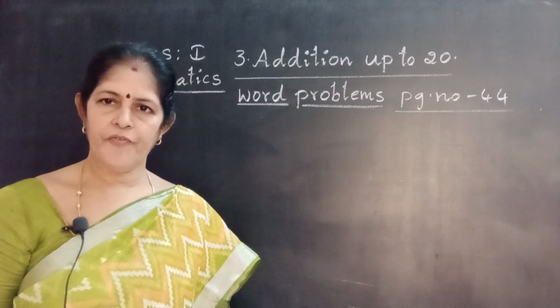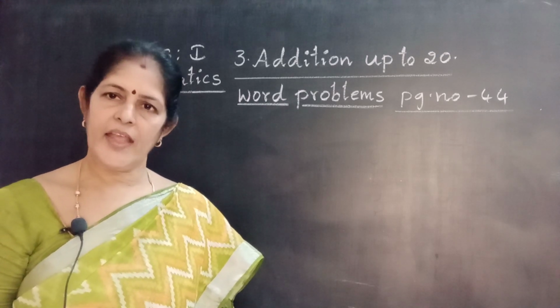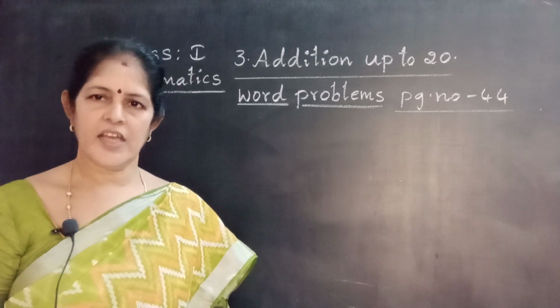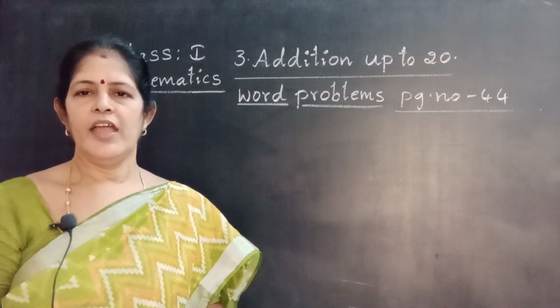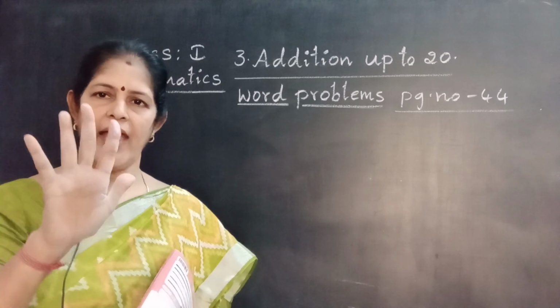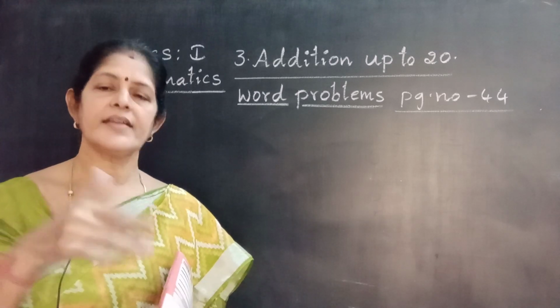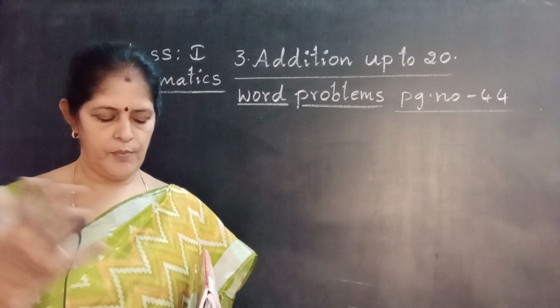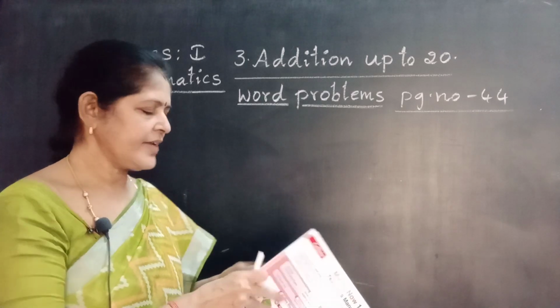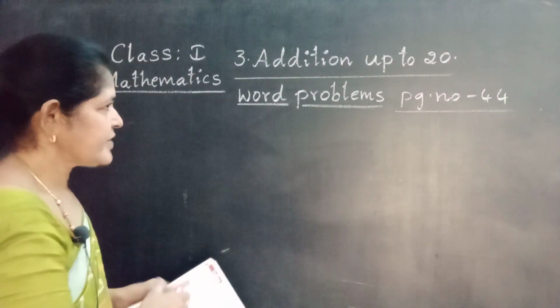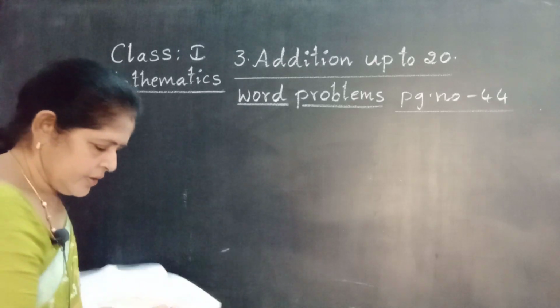I have 5 muffins. Then I buy 5 more. More is the addition word. Already I have 5. Again I am going to buy 5. 5 and 5 make 10. Okay. Next one. I am going to Exercise 3F.